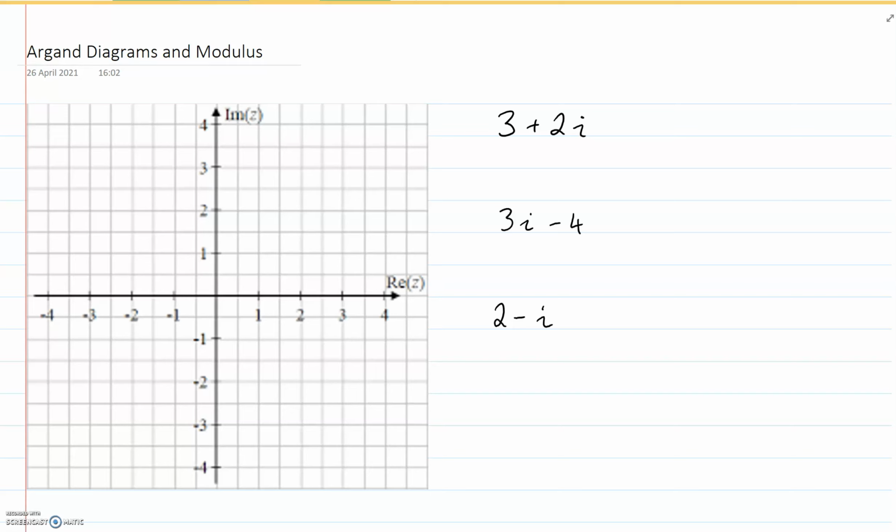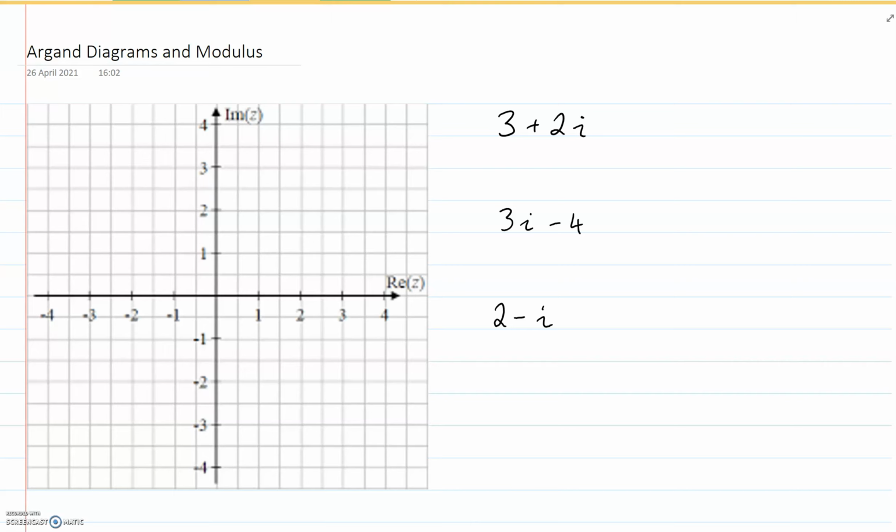So I want to cover two things in this video. The first one is an Argand diagram, what they are, they're very simple, and how you plot points on an Argand diagram. The second thing I want to cover is the modulus of a complex number, what that is, how you calculate it, and how that ties in, I suppose, with the Argand diagram as well.